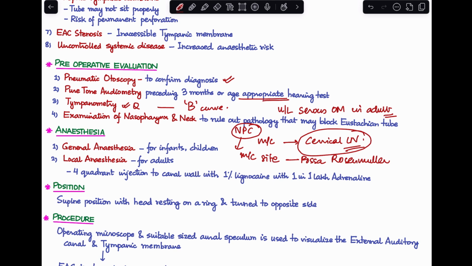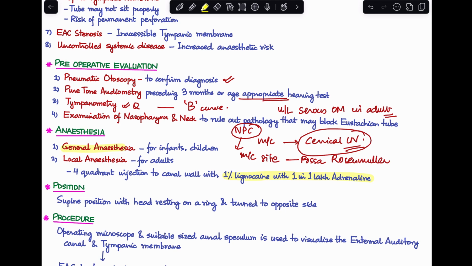Now, coming to anesthesia, usually these can be performed under local anesthesia for adults, where we give a 4-quadrant injection to the external canal wall till the bony cartilaginous junction with 1% lignocaine with 1 in 1 lakh adrenaline. But in cases of children or infants who are not going to cooperate as much, it is preferable to do the surgery under general anesthesia.